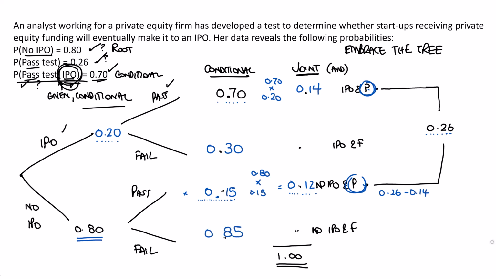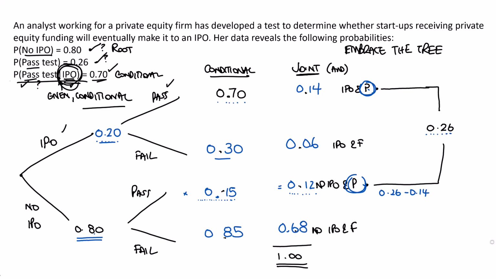I can fill in my joint probabilities. 0.8 times 0.85 gives me the joint of 0.68. 0.2 times 0.3 is going to give me a joint here of 0.06. And the whole thing is filled in. Just to make it a bit neater, I'll remove those calculations. We've got everything we need.